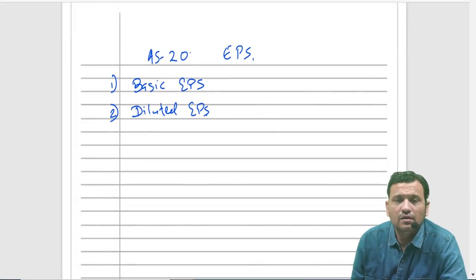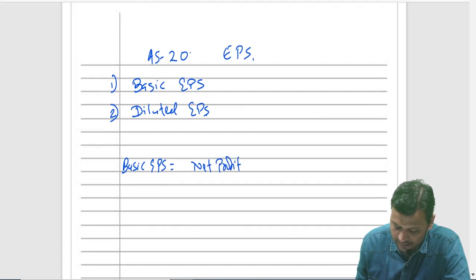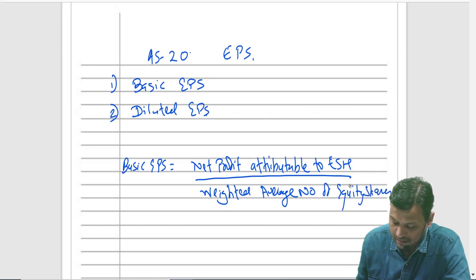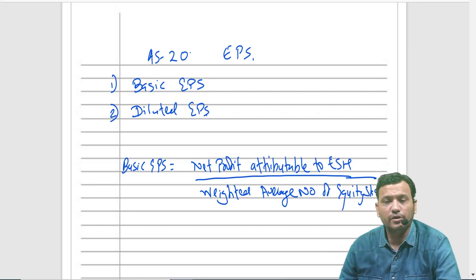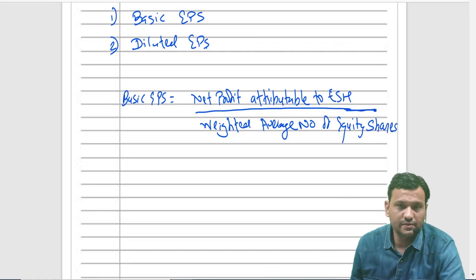What is the way to find out basic EPS? Basic EPS is net profit attributable to equity shareholders divided by the weighted average number of equity shares. Net profit attributable to equity shareholders divided by weighted average number of equity shares. This is basic EPS.